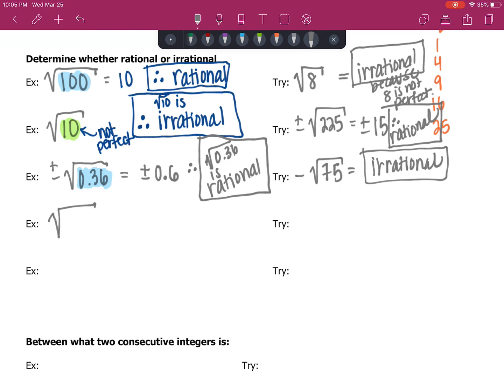Let's try two more examples. We've got 4 over 169, and all of that is in the radical, so all of it is the radicand. The square root of 4 is 2, and the square root of 169 is 13. So the square root of 4 over 169 is equal to 2 over 13. That is rational.